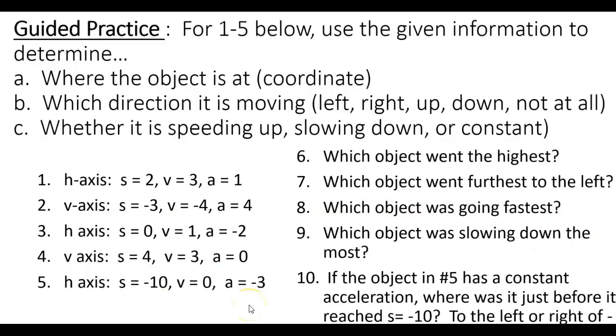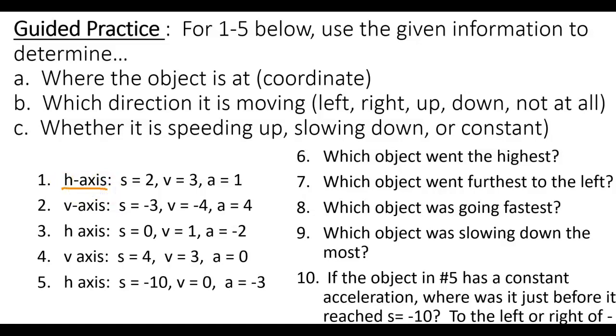Okay, so let's go ahead and take a look at a couple of problems here to kind of cement that into our minds. So for numbers 1 through 5, use the given information to determine 3 things. We want to know where the object's located. That's its coordinate. We want to know what direction it's moving, left, right, up, down, or not at all, and whether it's speeding up, slowing down, or constant. All right? So I'm going to do numbers 1 and 2, and I'm going to let you guys do 3 through 5.